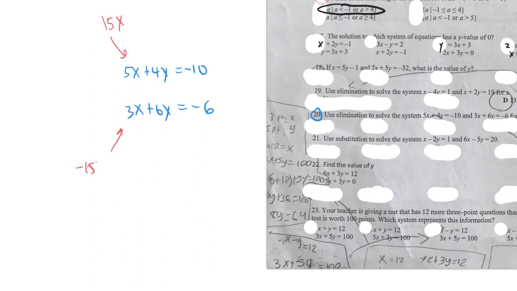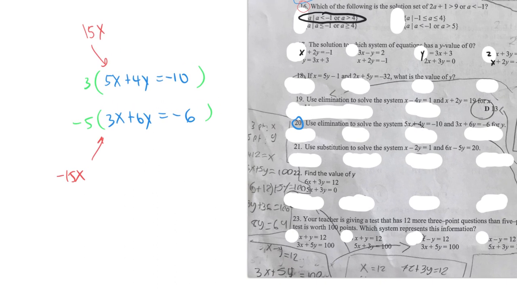Okay, looking at problem number 20 now. Use elimination to solve the system 5x plus 4y equals negative 10. Okay, I'll write that here. And then we have 3x plus 6y equals negative 6. So how would we use elimination? Well, we could aim to turn this into a positive 15x, and turn this into a negative 15x, and that would cancel. So in order to make that happen, you could multiply this one by 3, and then multiply this one by negative 5.